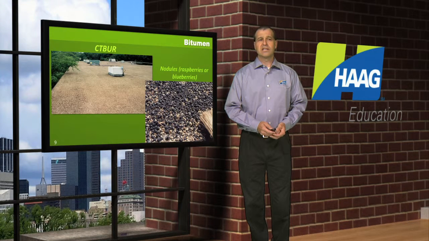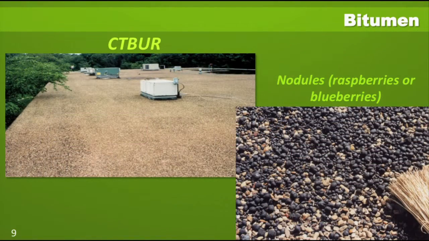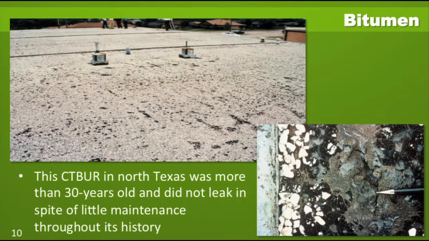But in looking more closely at the photograph in the slide on the right, you typically see small nodules that can be known as raspberries or blueberries due to their size and shape that form on a coal tar roof just as it goes through these multiple heat-up cycles where the material will bubble up and actually form these small nodules. This slide shows a built-up roof with coal tar that was more than 30 years old, and even though it may not look that pretty, it did not leak even with little maintenance throughout its history.